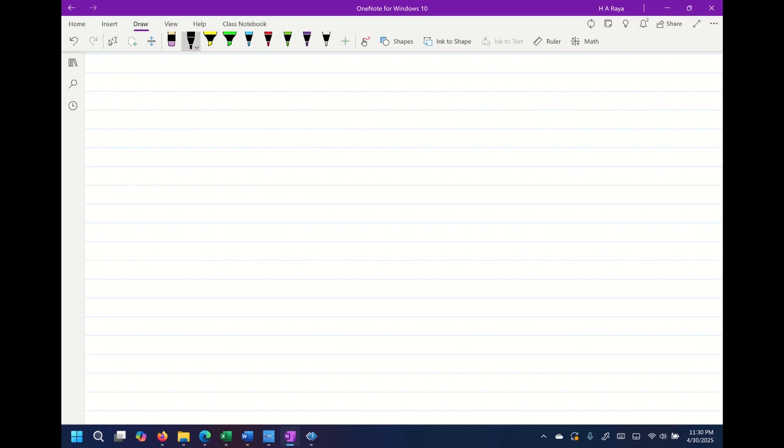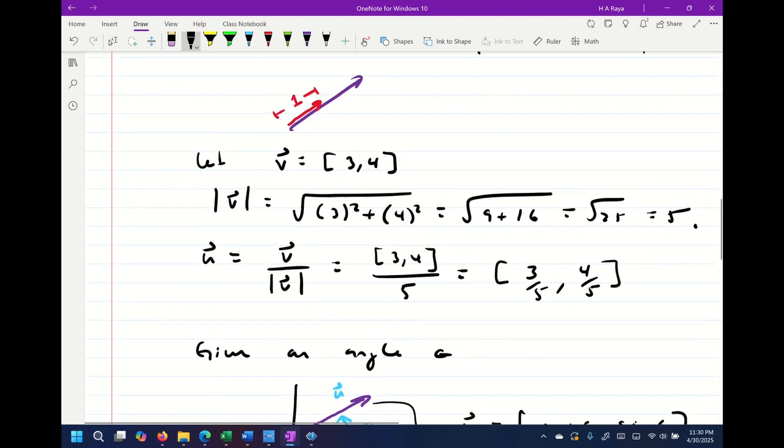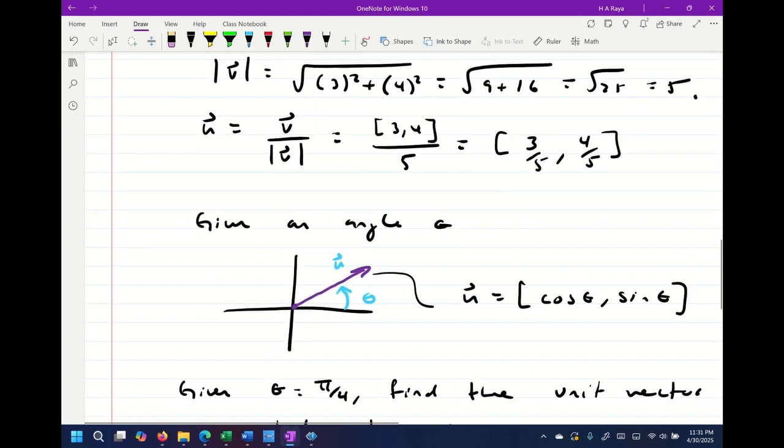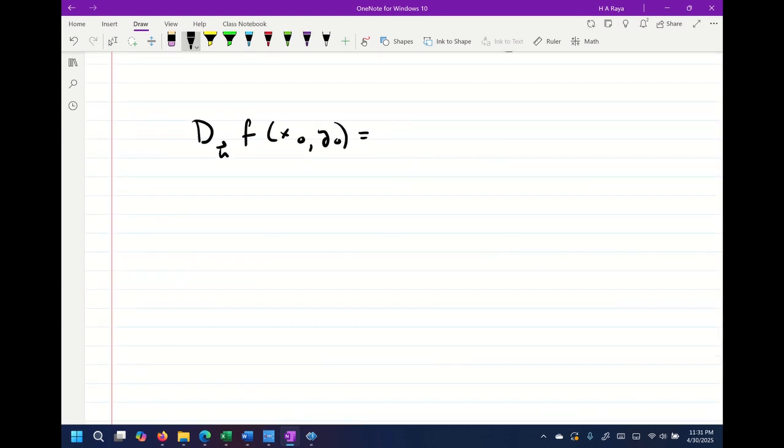To compute the directional derivative for a function, we can use the following to evaluate the directional derivative of a function in the direction of u at x0, y0. We have a formal definition for computing this derivative with limits. But in practice, we can use the following formula to make this computation. So to compute the directional derivative, you're going to take the partial derivative of f with respect to x, evaluated at x0, y0.